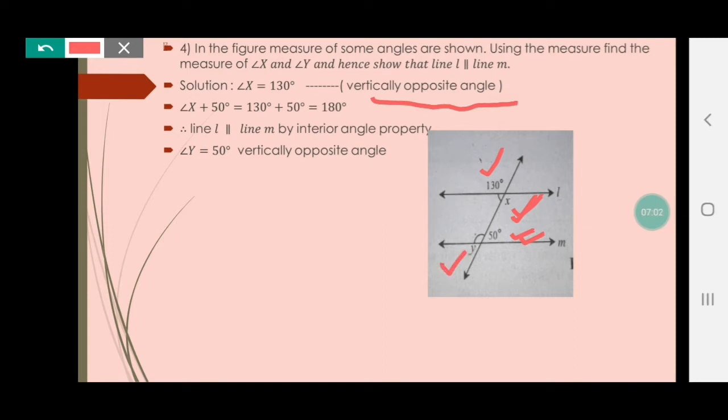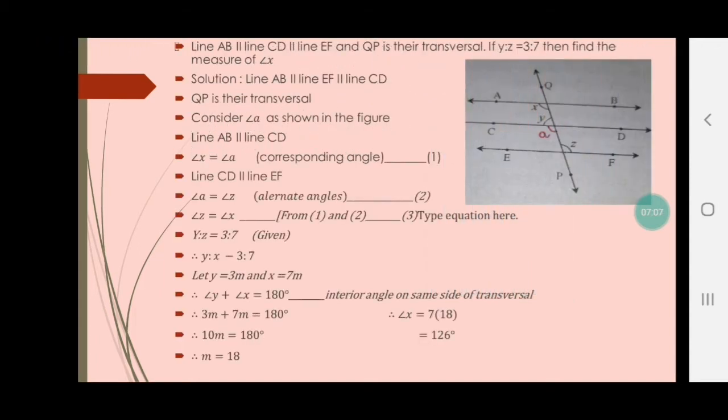Because they are vertically opposite angles. Next, fifth one. Line AB is parallel to line CD and line EF, and line OP is their transversal. If y is to z is equal to 3:7, then find the measure of angle x.